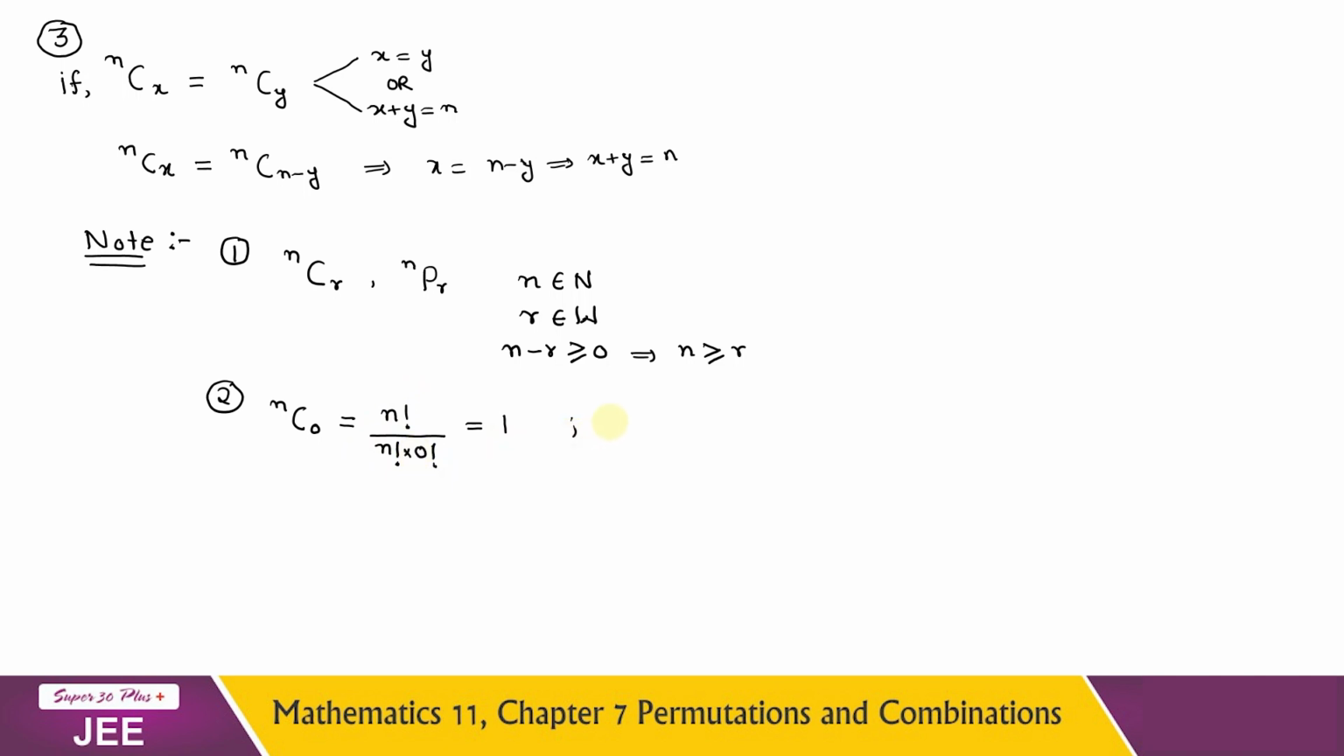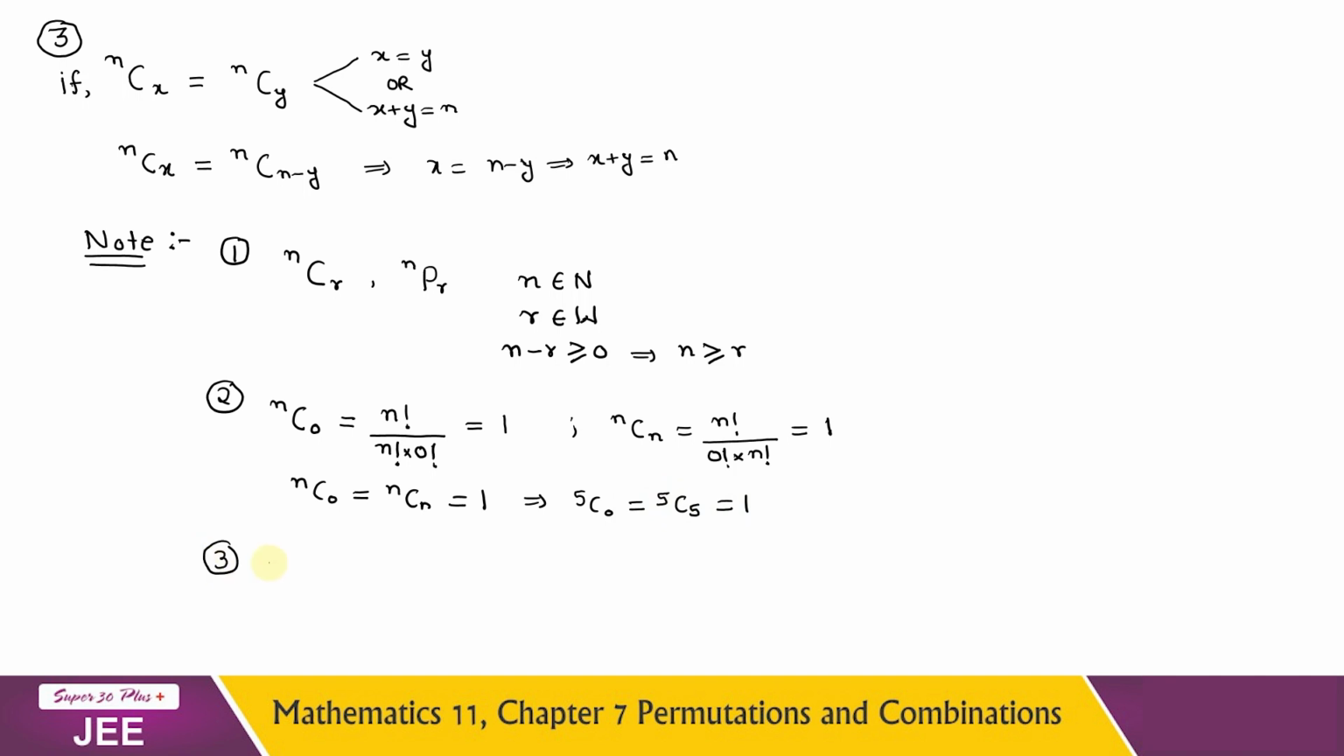And if we calculate nCn, this is again n factorial over 0 factorial and n factorial. So this gives us again 1. So basically nC0 is as good as nCn, and they both are equal to 1. Which means that if I ask you what is the value of 5C0 or what is the value of 5C5, the answer is simply equal to 1.